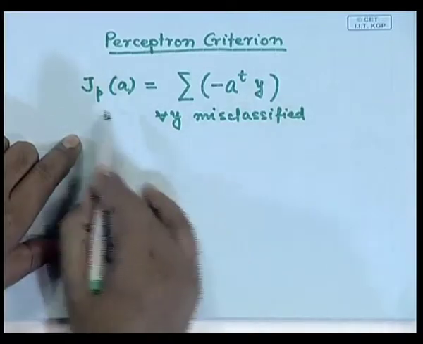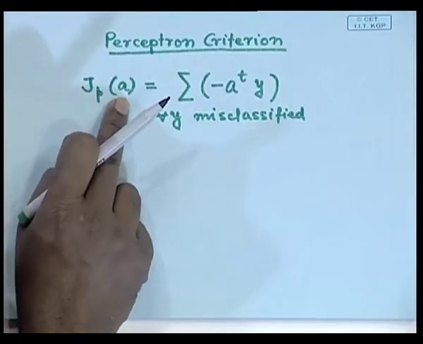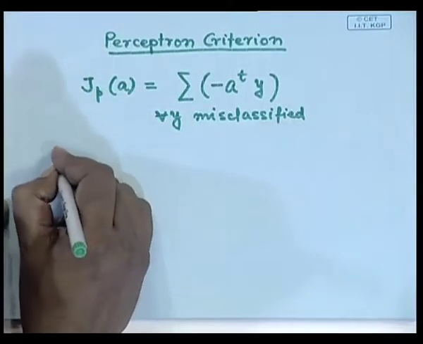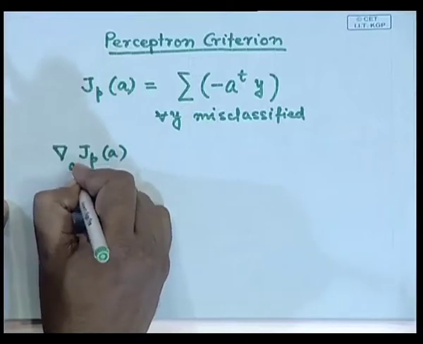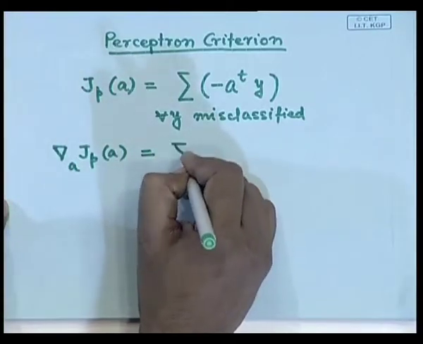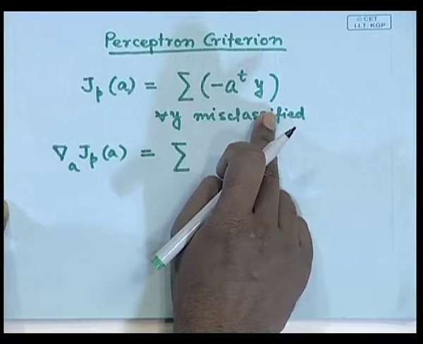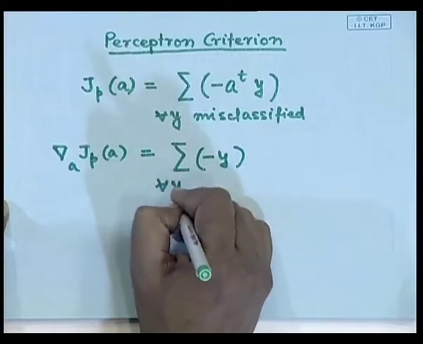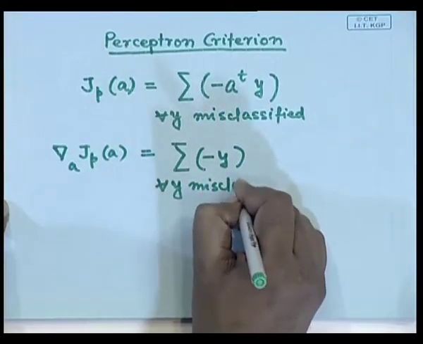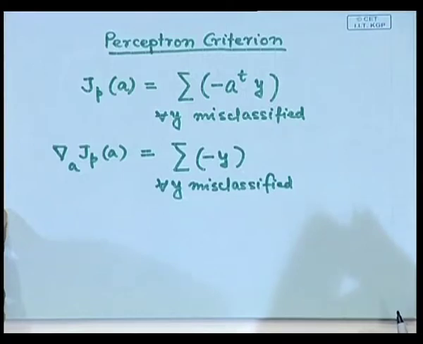Is that okay? So, if I want to apply that gradient descent procedure, then I have to take the gradient of JPA with respect to this weight vector A. So, I will have grad of JPA with respect to A, which is nothing but the sum of, if I take the gradient of A transpose y with respect to A, it simply becomes y, right. So, it is simply the sum of minus y for all y misclassified. Is that okay?